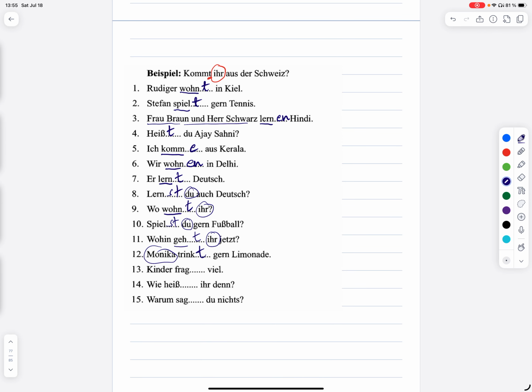Kinder, so we have Kinder frag viel. Kinder is the plural, kids. Frag, stem form. So for plural Kinder, they fragen viel. Wie heißt ihr? Then what are you called? What's your name? Heißen. So wie heißt ihr? T ending for ihr. Warum sag du nicht? For du we have st in it. Warum sagst du nicht? Why are you not saying anything?